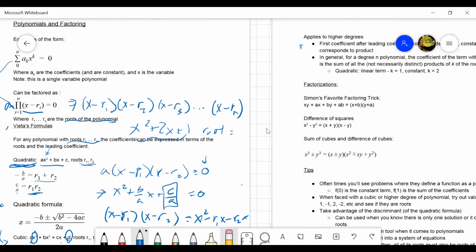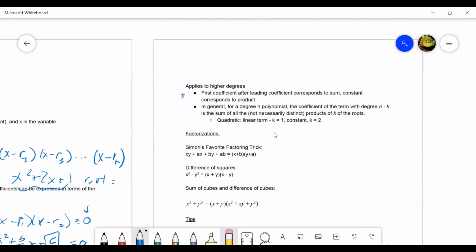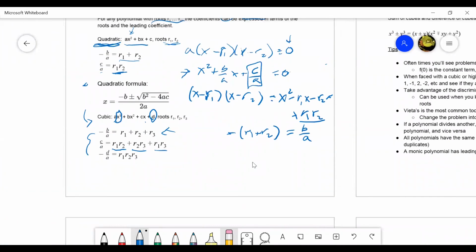I wrote it here. In general, for a degree n polynomial, the coefficient of the term with degree n minus k is the sum of all the products of k of the roots. So for example, in the cubic, we would have this, right?